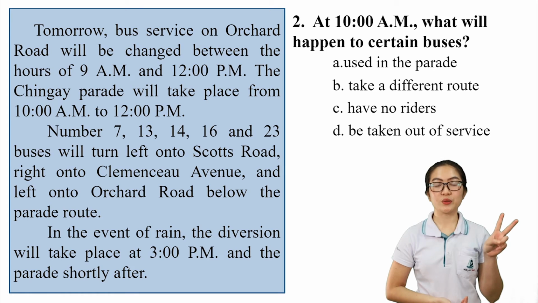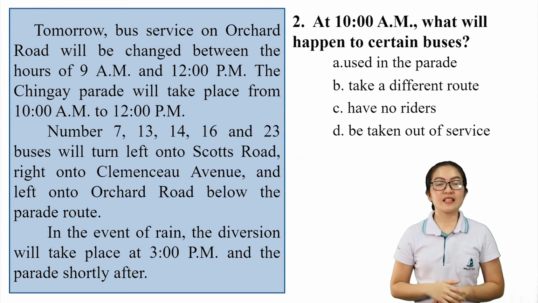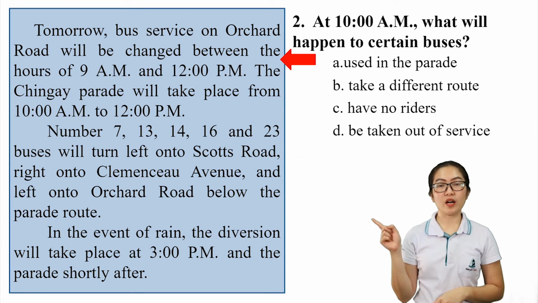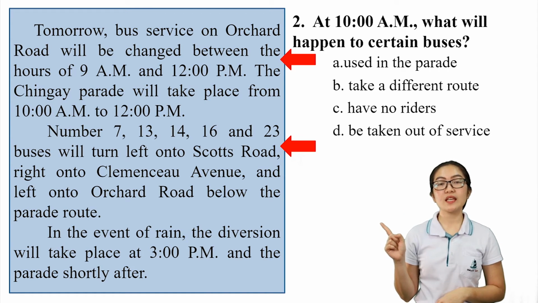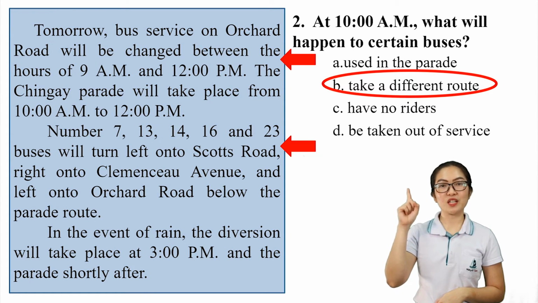Question number 2. At 10 a.m., what will happen to certain buses? Scanning through paragraph 1, it's all about bus schedule. It's in paragraph 2 where we can see the details for certain buses. Mentioning about roads, avenues, and directions, the correct answer is letter B. Take a different route.